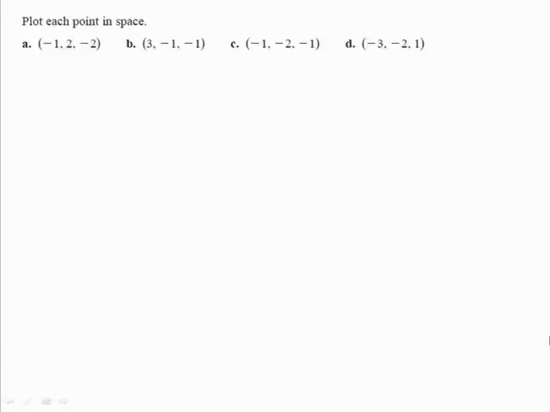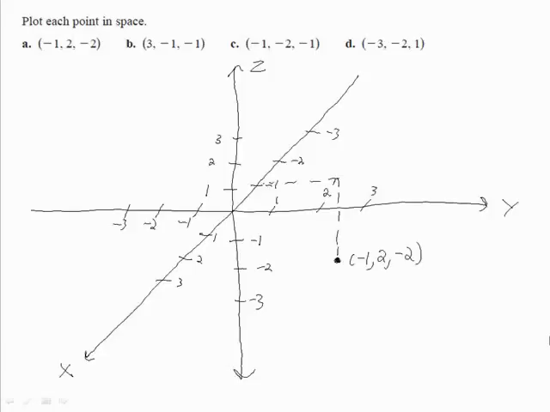Plot the ordered triple -1, 2, -2 in space. Plot the ordered triple 3, -1, -1 in space. Plot the ordered triple -1, -2, -1 in space. Plot the ordered triple -3, -2, 1 in space.